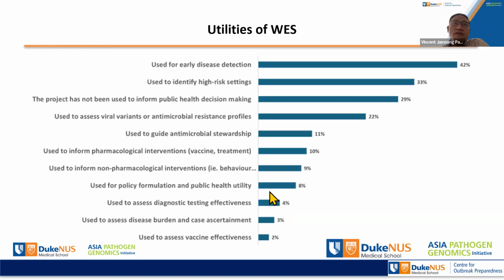So there are also some characteristics in terms of the utilities of wastewater surveillance that have been captured in the responses submitted through our dashboard. They have been mainly used for early disease detection as well as identification of high-risk settings. And interestingly, we really hope to reduce the incidence of not leveraging wastewater surveillance data to make any form of public health decision making.